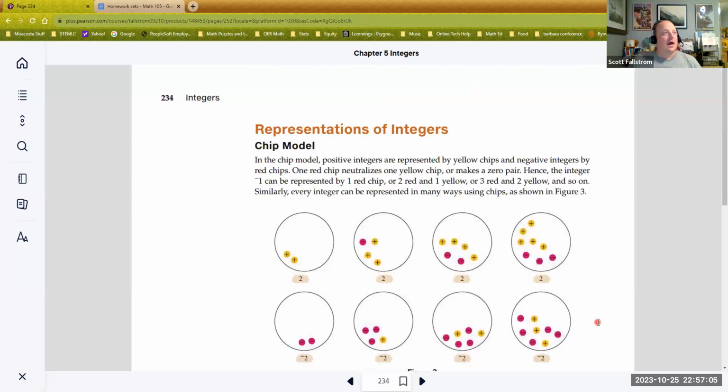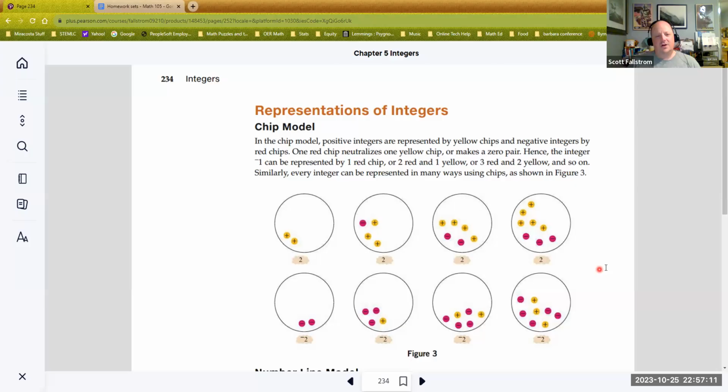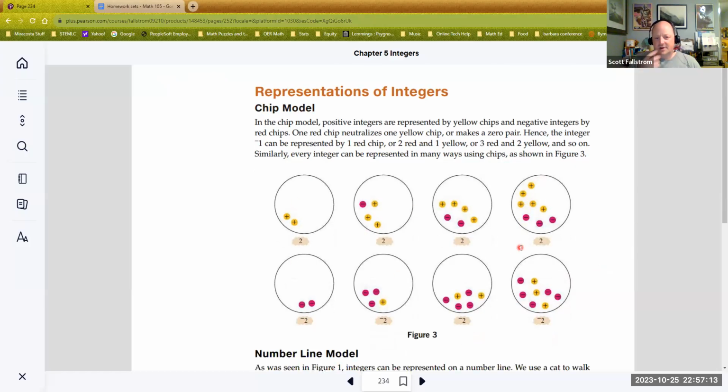All right, next up, how do we represent integers? We already had representation of whole numbers, especially with addition, subtraction, and so on. And now we're going to use representation with chips. The biggest piece here is to understand the concept of a zero pair. And a zero pair is simply something that equals 0.